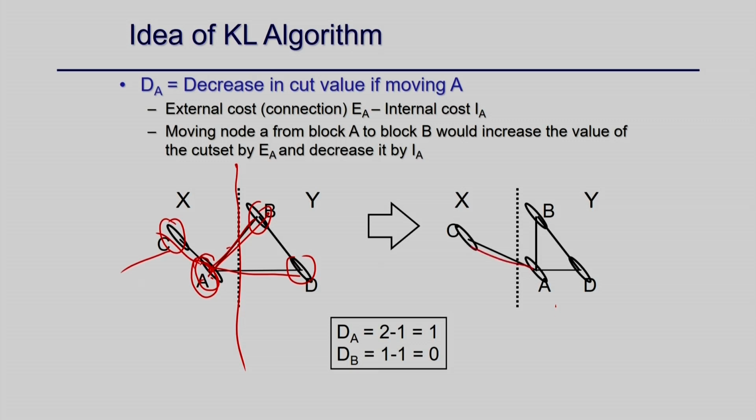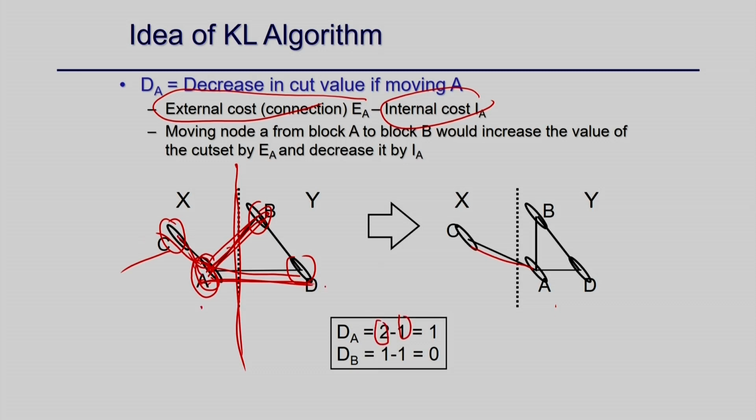Basically, it is the external cost, that is, the edges crossing to the other part, minus the internal cost. This is the gain. If you move a node from this side to the other side, the gain will be this. For example, for A initially there are 2 connections to the other side, so 2, and only one connection to the same side, minus 1.